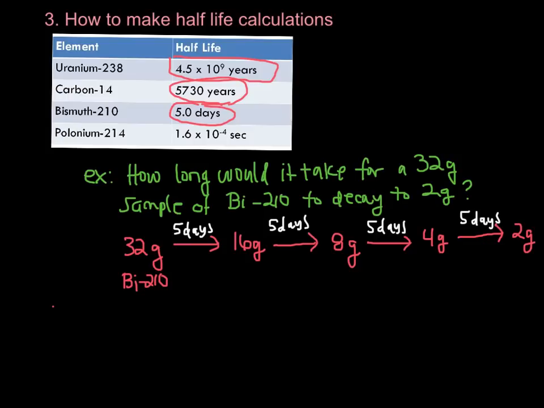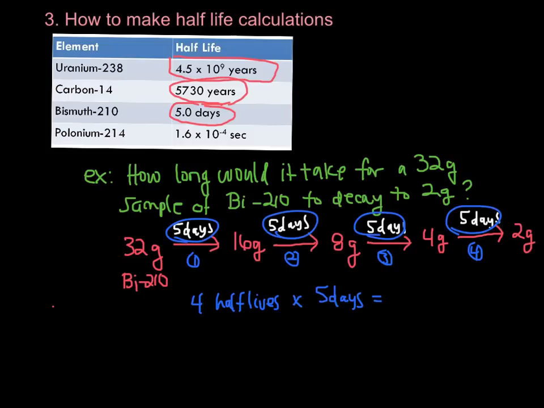So it took 1, 2, 3, 4 half-lives to do so, and each half-life is 5 days. So you can either just add up 5, 5, 5, and 5, or you can just take 4 times 5, and you will get 20 days. That's how long it took for my bismuth 210 sample to decay to 2 grams.